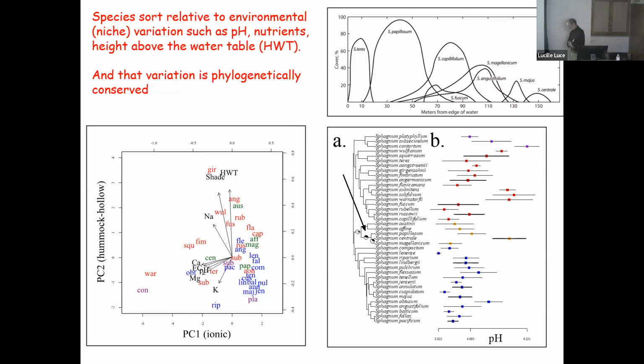Now, for well over 50 to 75 years, sphagnum-dominated peatlands have been a model for community ecology.